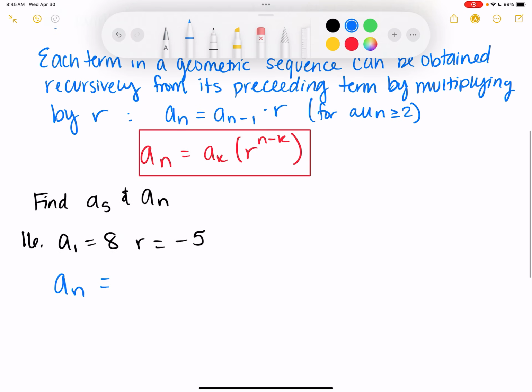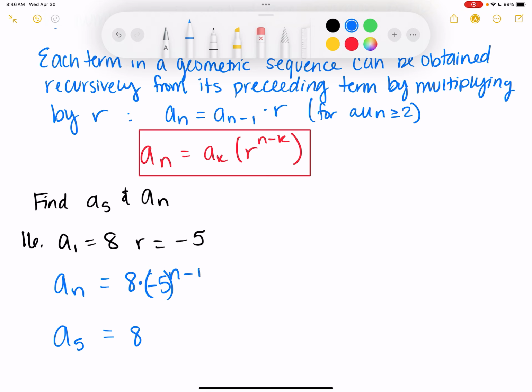And so that's going to be the first term that I have, which is a sub 1. So that's 8 times r raised to the n minus 1. So that's just like the general rule for it. But I want a sub 5. I can use this formula and plug it in, and I'll have, oh, I don't know why I wrote r as r and not -5. Fix that real quick. There we go. So anyways, I should have put -5 in instead of r. And then raised to the n minus 1.